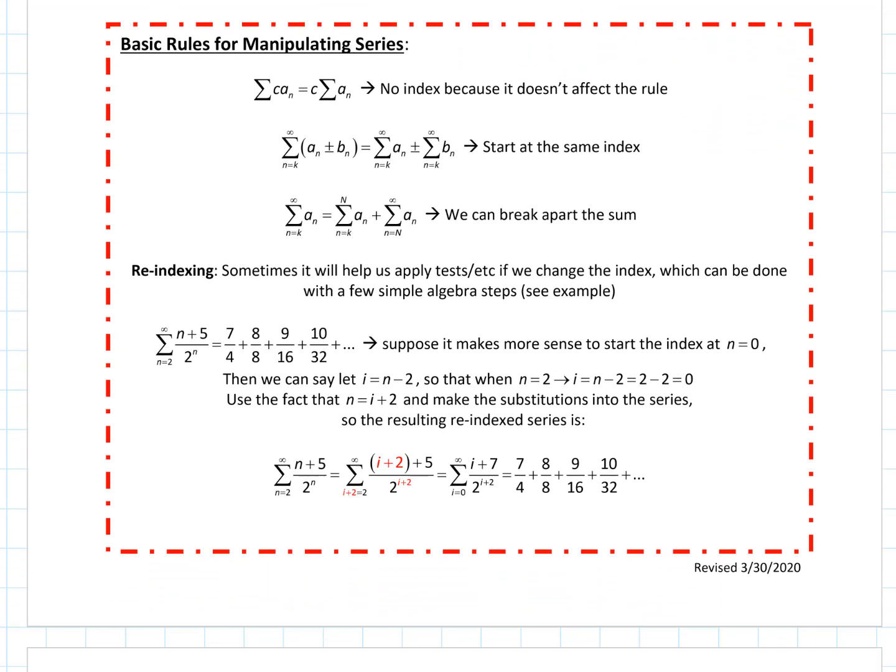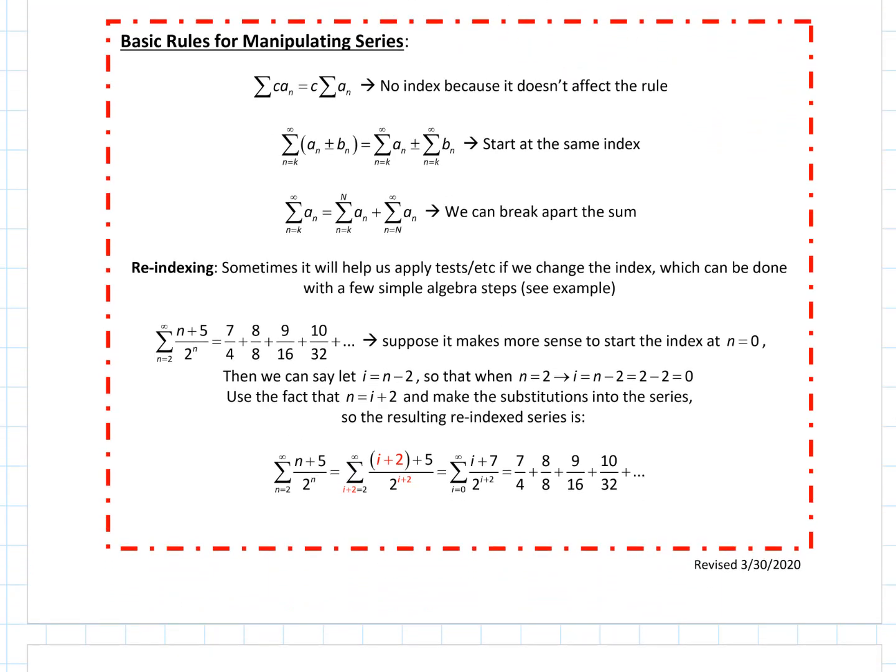So what are some basic rules for manipulating series? Because we will want to manipulate some series. These are just some summation rules. We can pull a constant out. Notice that there's no index on this first rule because the index is irrelevant. If we're adding two series and they start at the same index, then we can add or subtract, actually, the individual series. And if we wanted to break apart the sum, we can do that. And we can look at it as the finite sum plus an infinite sum.